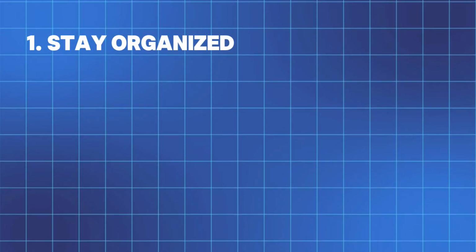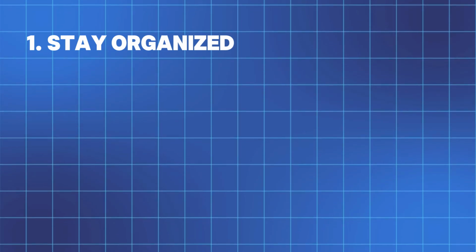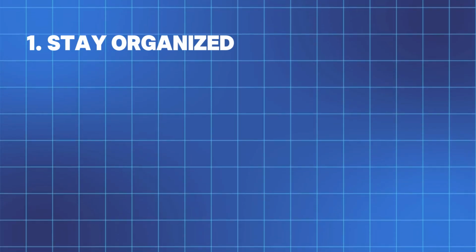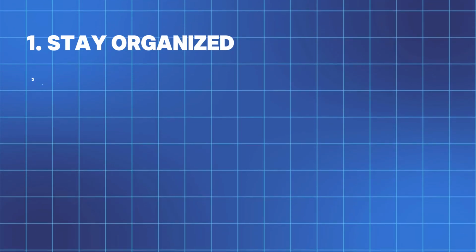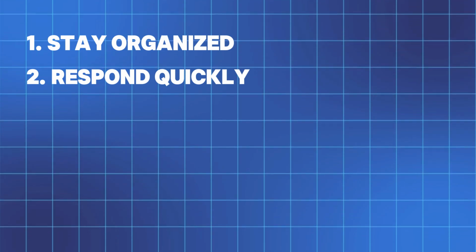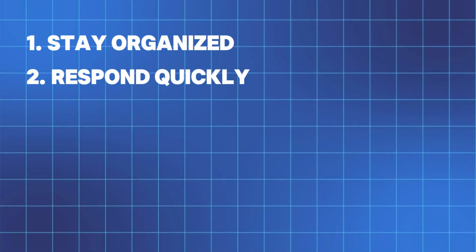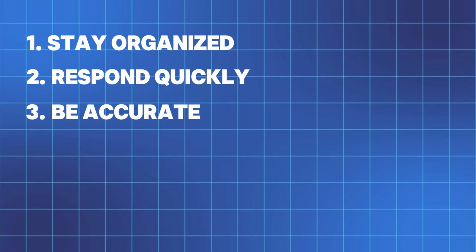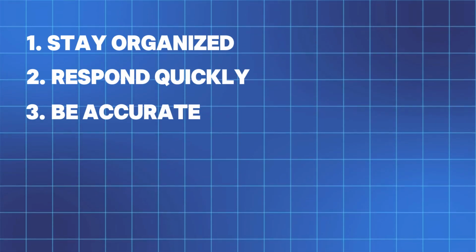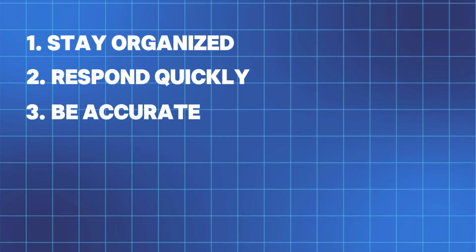Now that you know the reasons for termination, let's talk about how to avoid them. First, you need to stay organized. So keep all your documents in one place and track your case status. Second, respond quickly. Don't ignore requests from USCIS or NVC. Third, be accurate. Double check all forms and information before submitting.